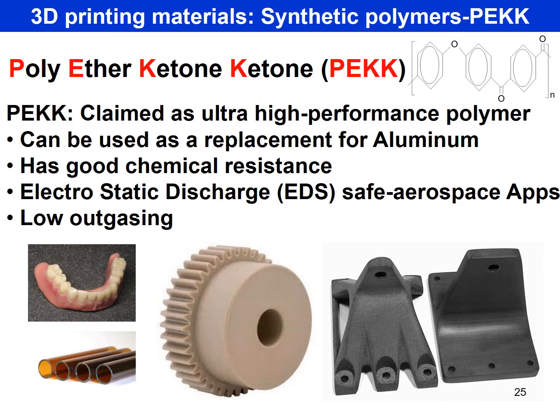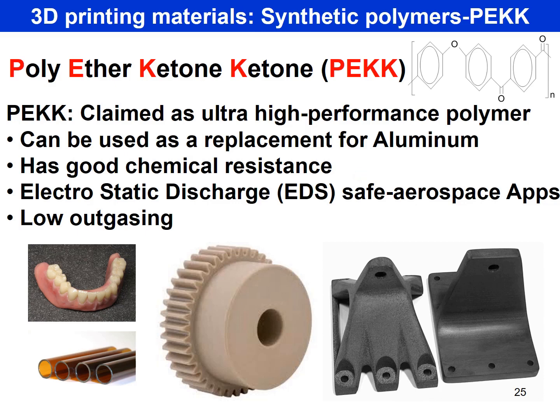Another widely used material is a synthetic polymer, PEKK, and the chemical structure is shown here. n means this main unit is multiplied many times, and the abbreviation PEKK is for polyether ketone ketone, and is claimed to be an ultra-high performance polymer, can be used as a replacement for aluminum, so a lot of optical mounts can be made. It has really good chemical resistance.